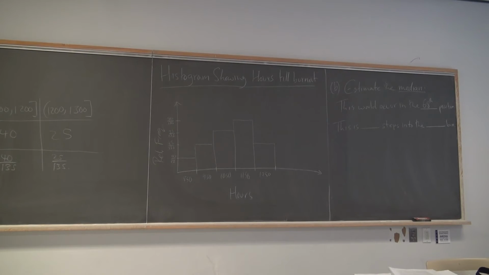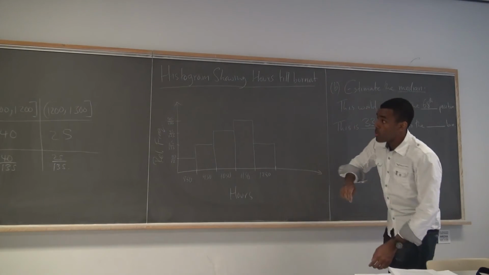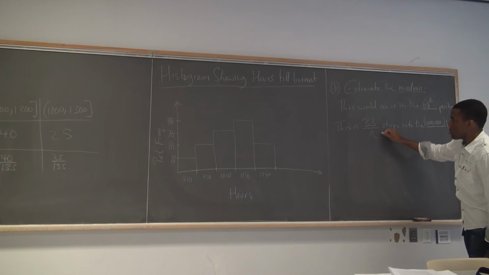So how many are in here? There are 35, which means how many steps into here do we need to take? 33. This is 33 steps into the 1000 to 1100 bin. Okay. So here, this tells you the number of steps.